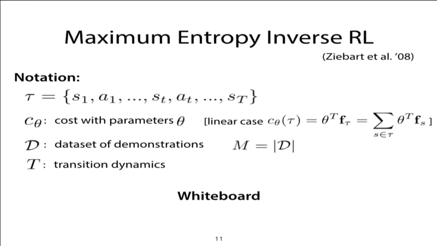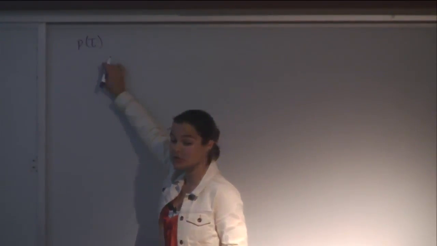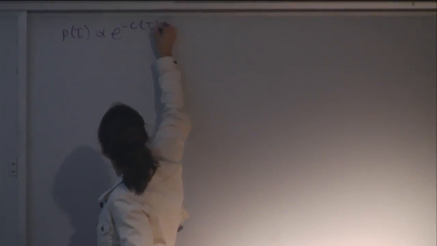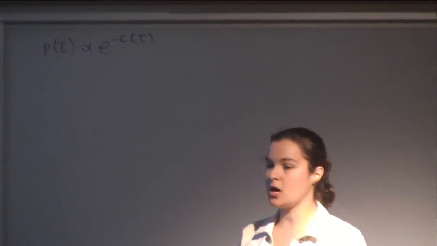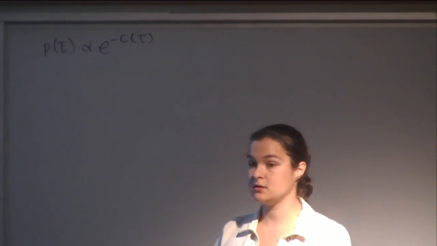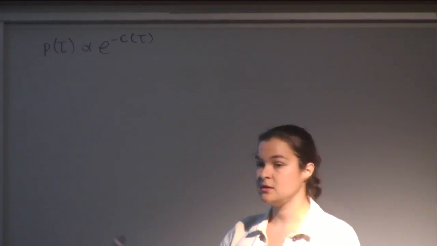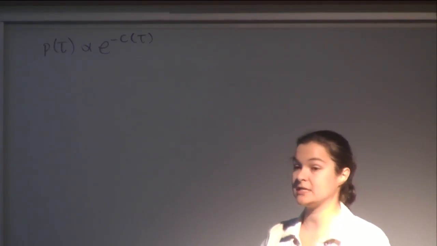Okay, so in MaxEnt IRL, the way that we model demonstrations and model the expert is we're going to say that the probability of a trajectory appearing in our set of demonstrations is going to be proportional to e to the negative cost of that trajectory. What this says is that trajectories with equal cost are all going to be equally likely to be executed by the expert, and trajectories with higher cost are going to be exponentially less likely.